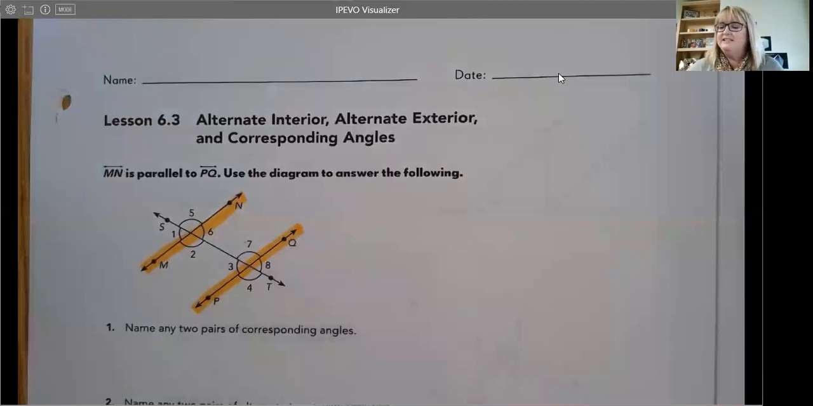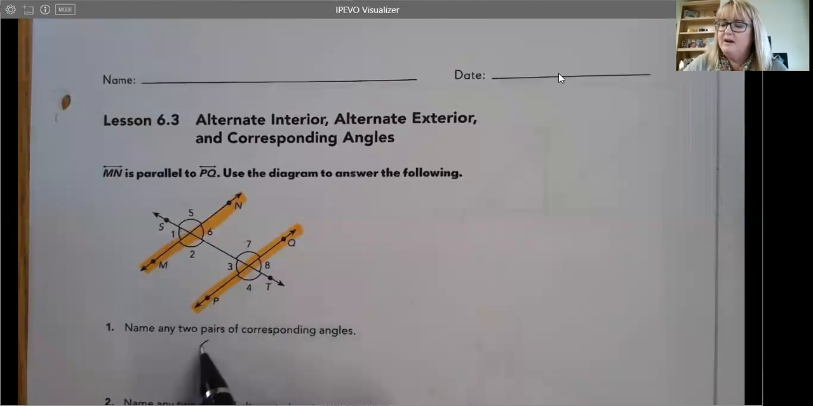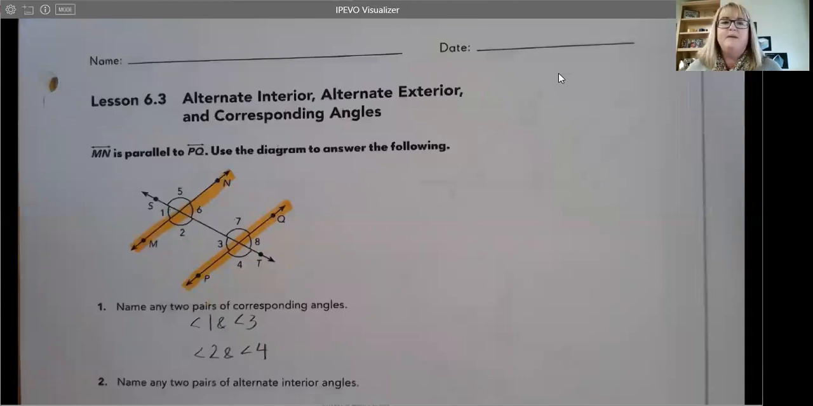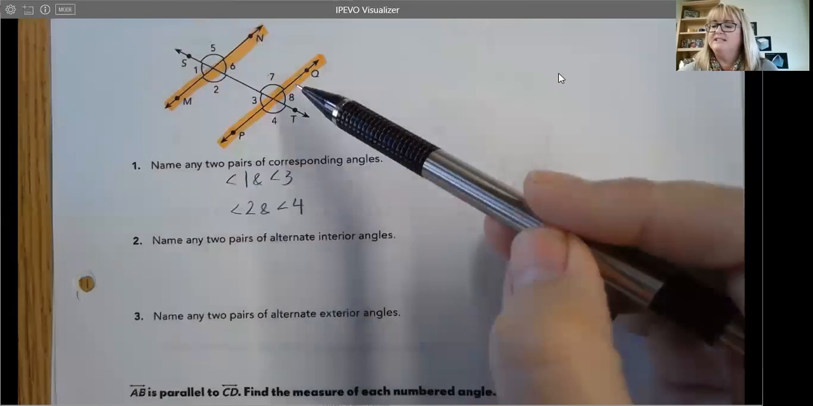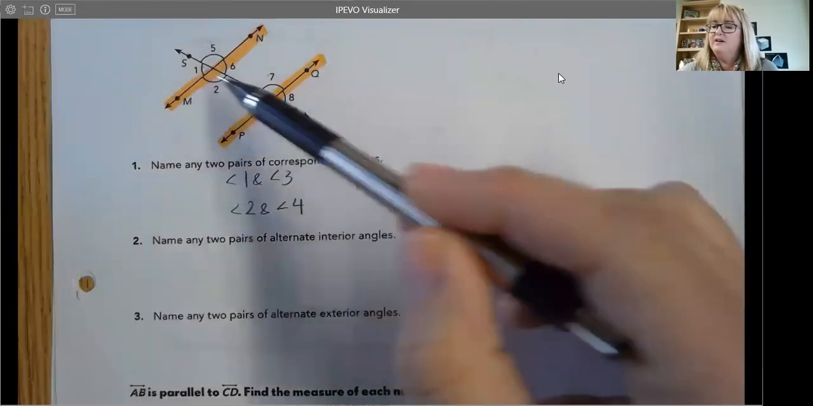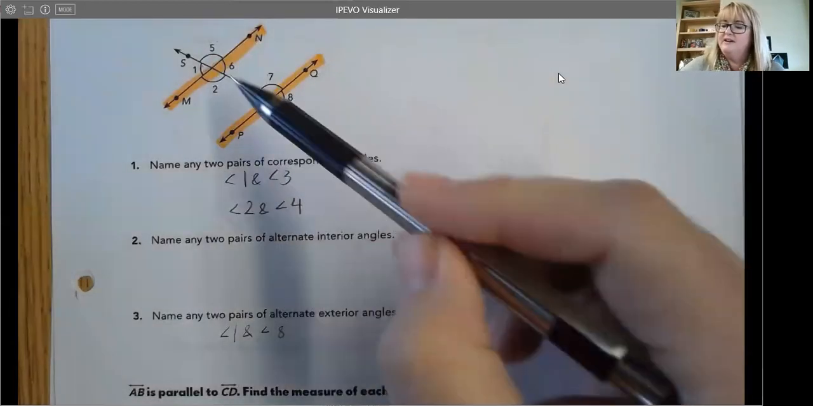Okay, so let's get started. It says name any two pairs of corresponding angles. Well, we already went through that. Angle 1 and angle 3 are corresponding. So we're going to write that down as one pair, angle 1 and angle 3. And we also have 2 and 4. So angle 2 and angle 4 are also corresponding. We're going to skip 2, and 3 is name any two pairs of alternate exterior angles. Again, exterior means outside the parallel lines, alternate on opposite sides. So 1 and 8 are alternate exterior, and angles 5 and 4, alternate exterior.